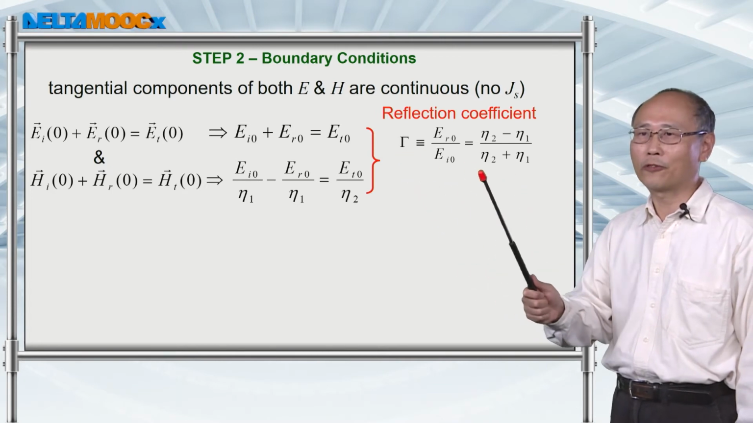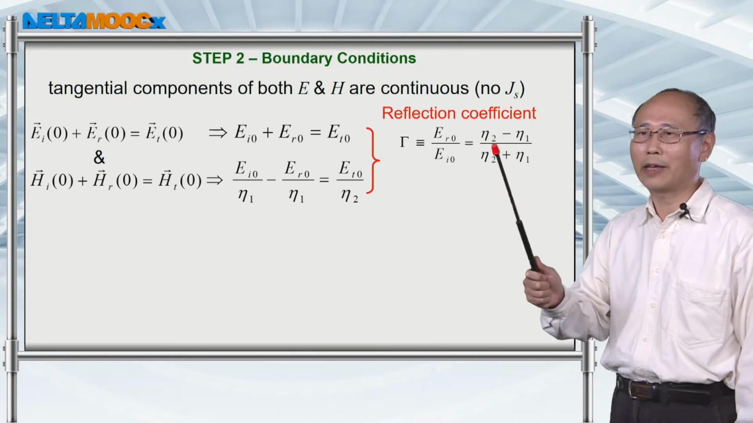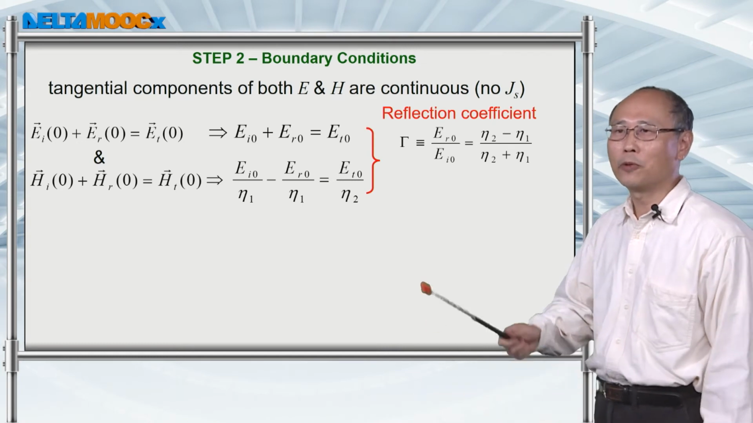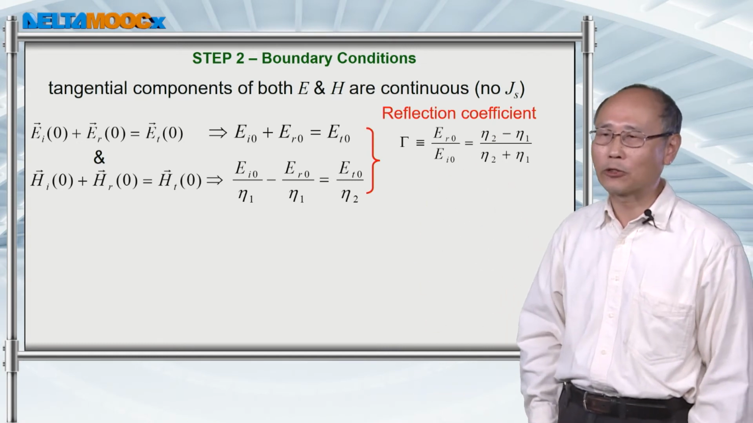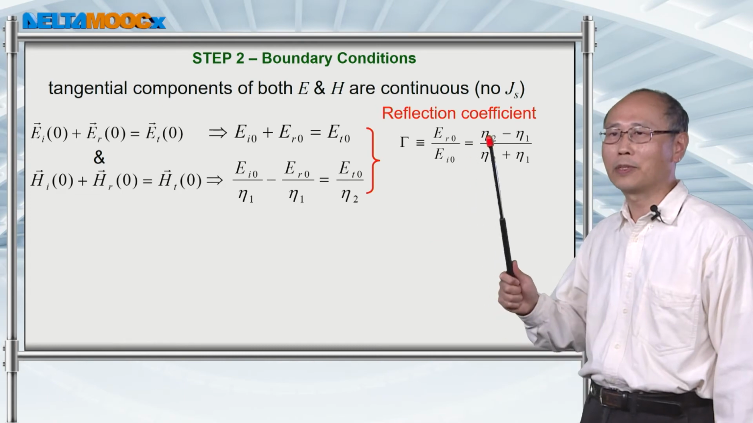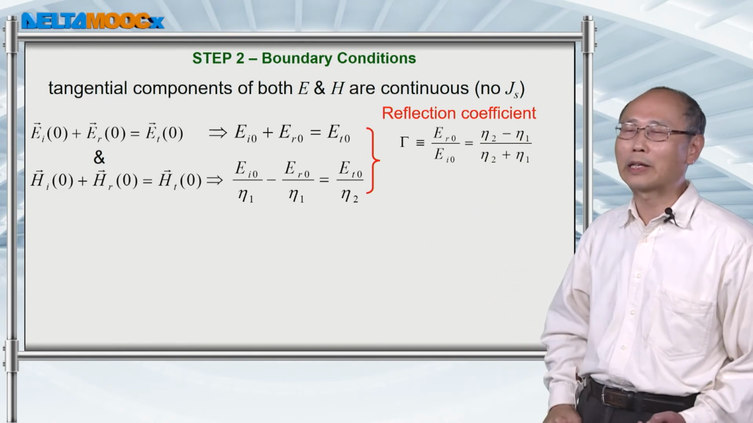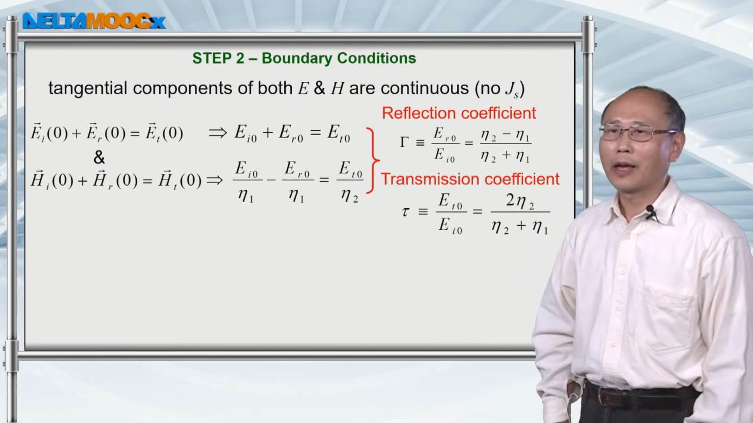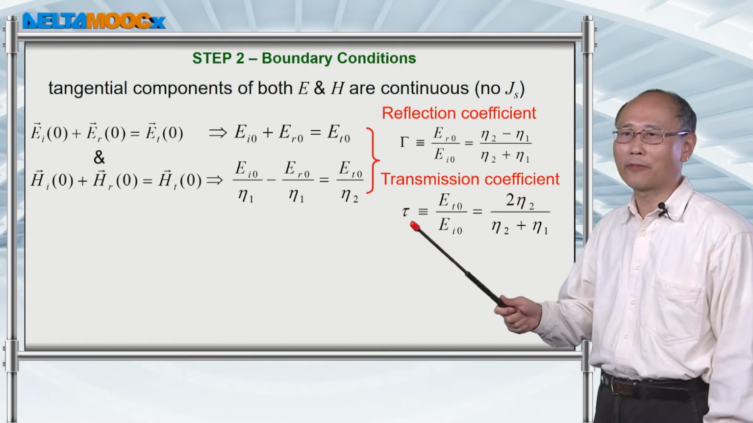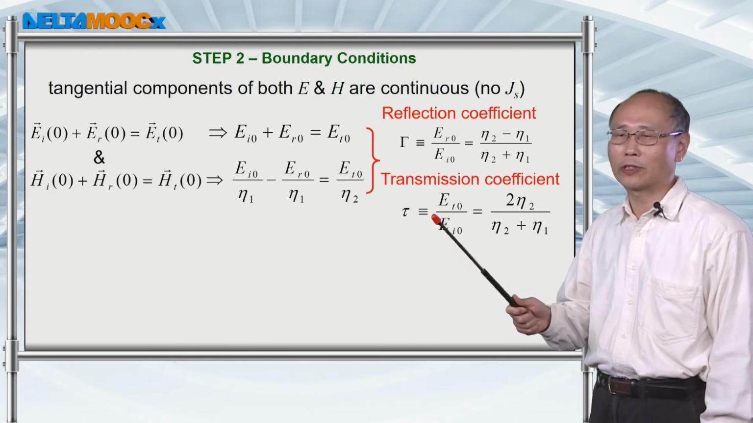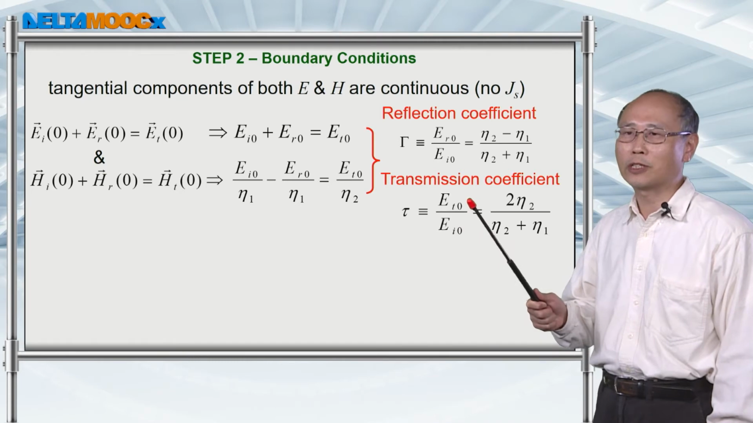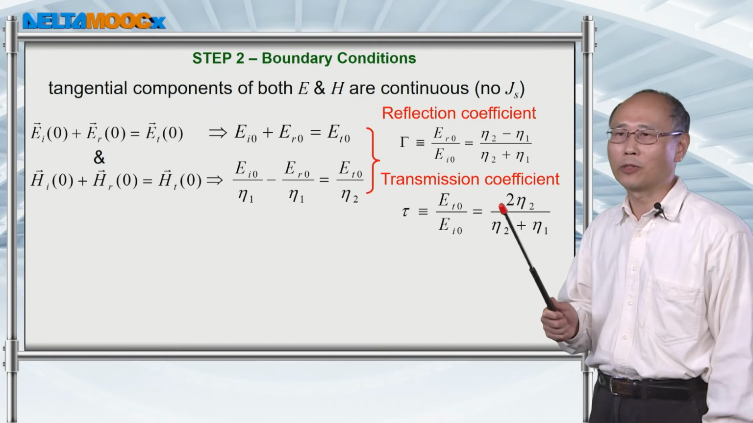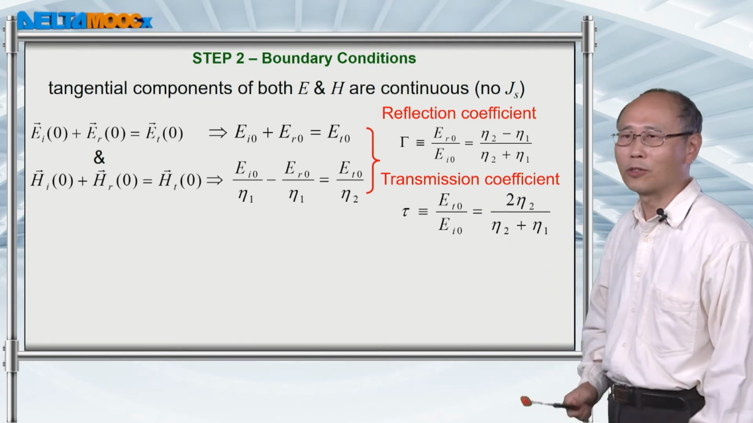So the reflection coefficient is given by eta 2 minus eta 1 over eta 2 plus eta 1. And remember that eta is our intrinsic wave impedance: eta 2 is the intrinsic wave impedance in the second material, and eta 1 is the intrinsic wave impedance in the first material. And at the same time, you can also solve for the transmission coefficient, which is defined to be the ratio of the transmitted field amplitude over the incident field amplitude, which is equal to 2 eta 2 over eta 2 plus eta 1.